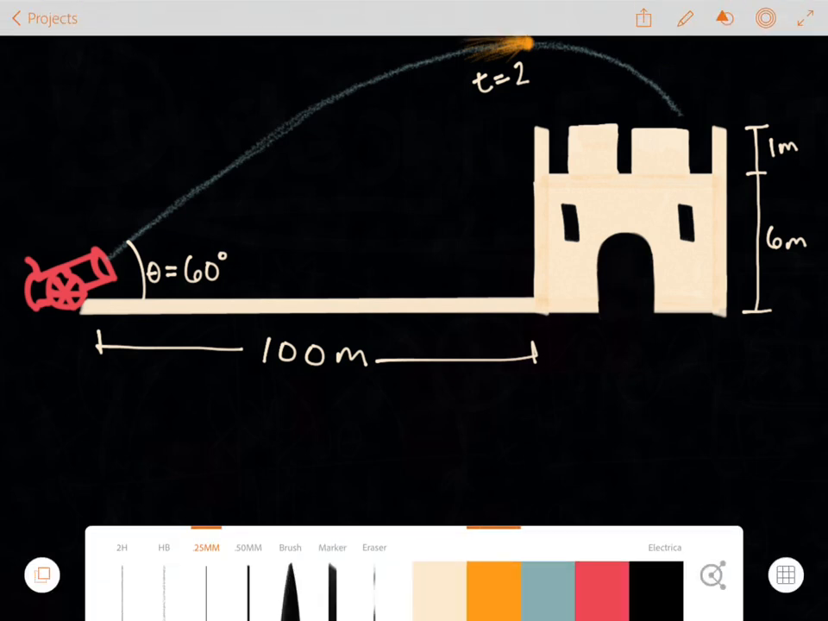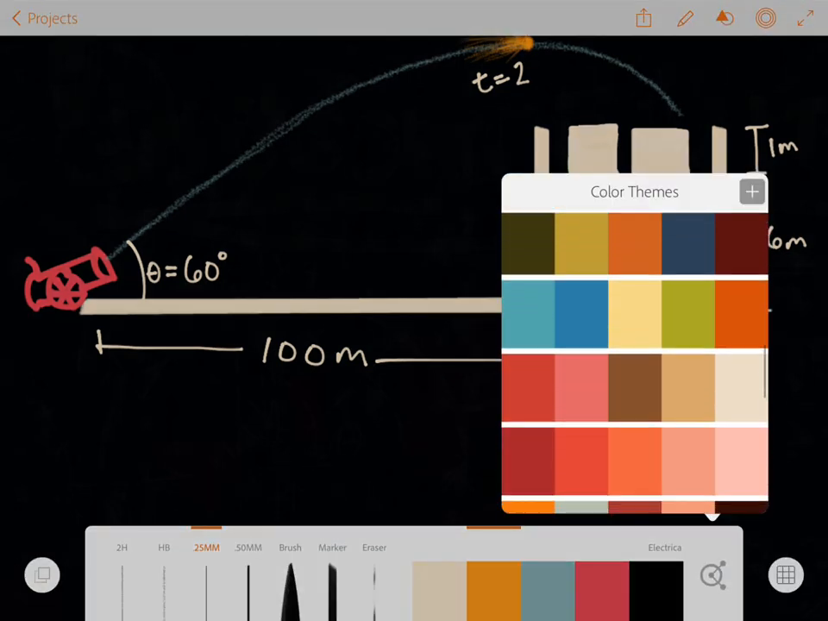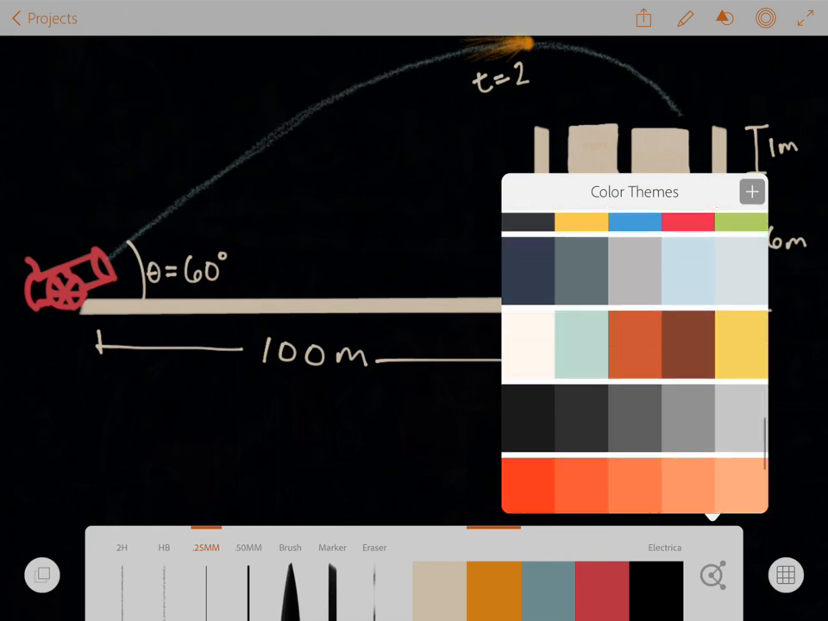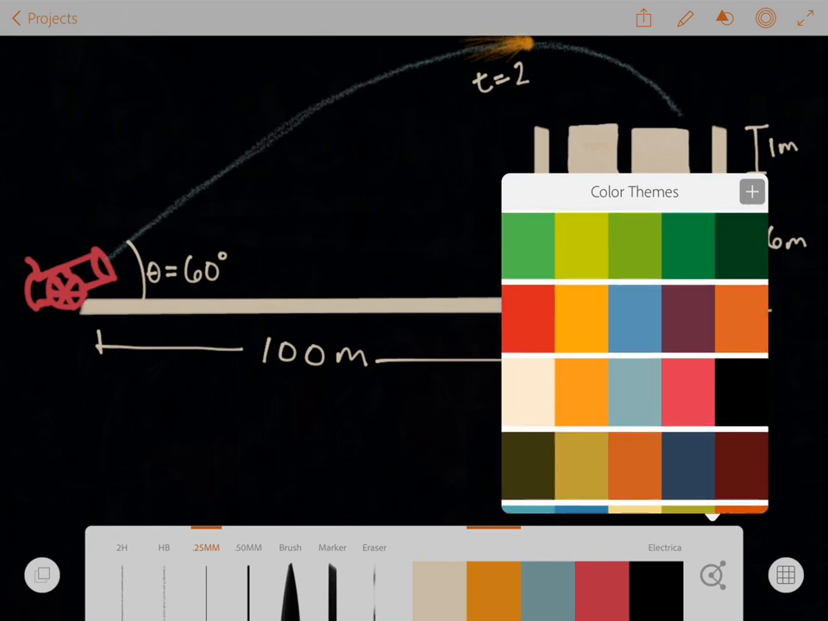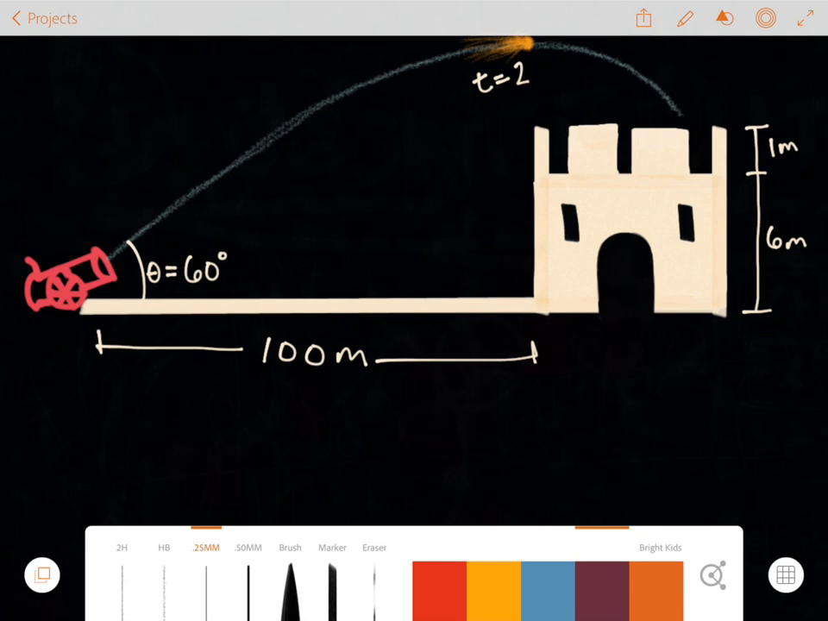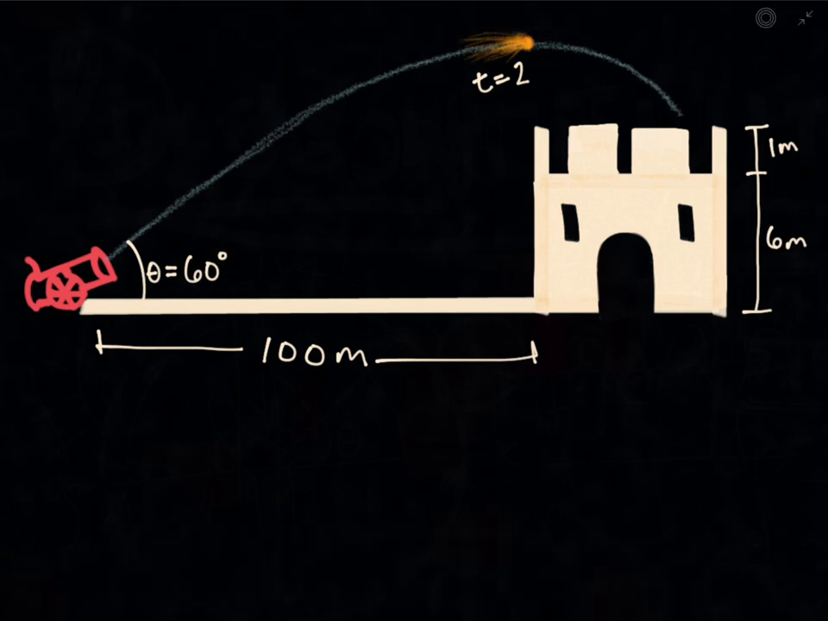All right, initial velocity. I'm going to use my autumn colors. Where'd they go? They were just here. Oh, there they are. Okay, sweet. So let's go ahead. We'll use orange, and we'll write initial velocity. Perfect. Okay.